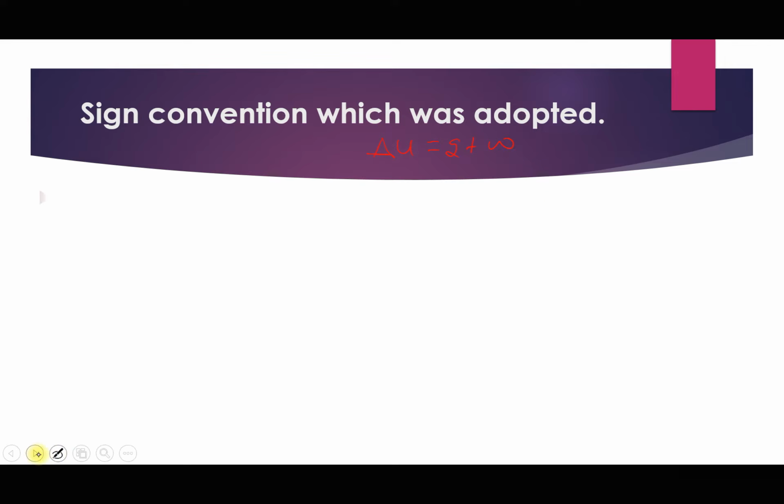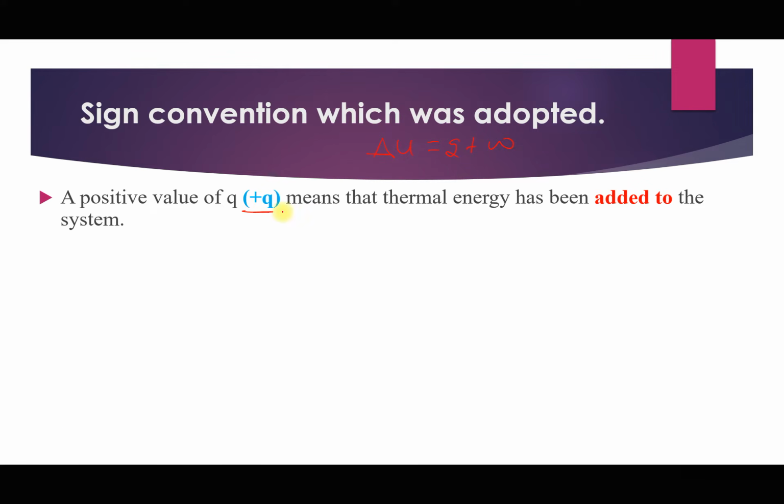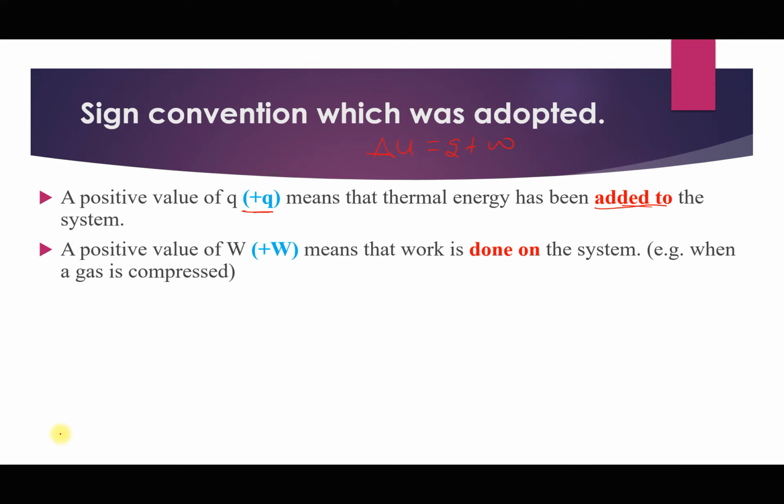If Q is positive, a positive value of Q means that thermal energy is added to the system. So if we take Q as positive, it means heat is added to the system. Heat is supplied to the system. If we take W as positive, it means work is done on the system. For example, if a gas is being compressed, work is done on the gas. So the work done is positive.